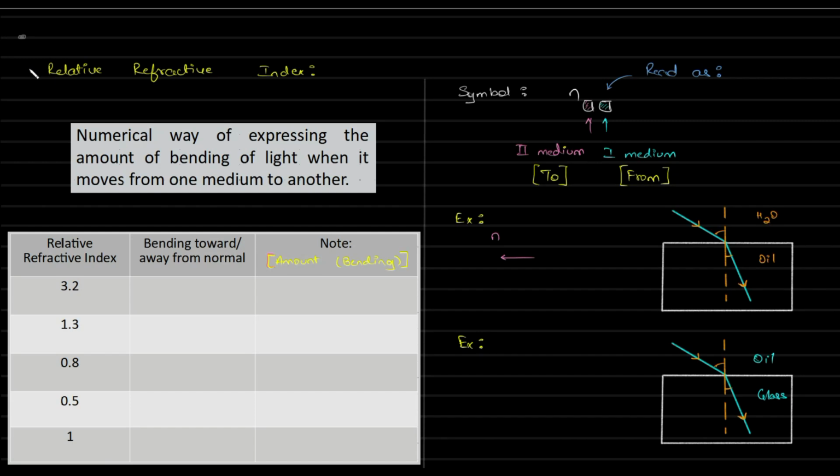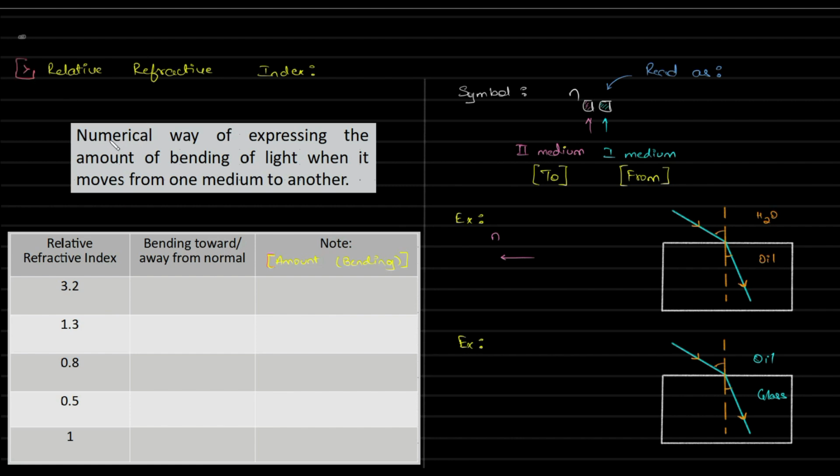So till now we spoke about bending of light. When light enters from one medium to another medium, when there's a change in optical density, it will bend. But how much bending will we see? How can we express this mathematically? Because physics always does that. We have a concept and we talk about it in numerical form. So that is done with the help of relative refractive index.